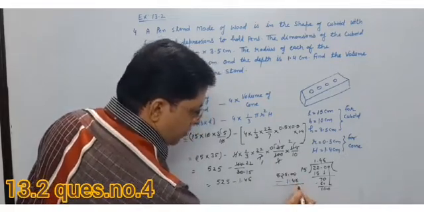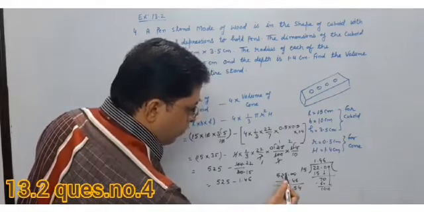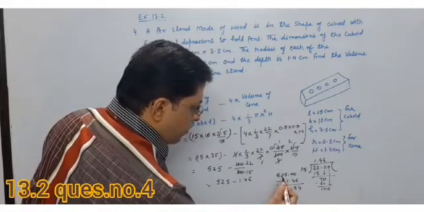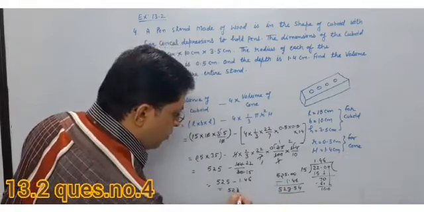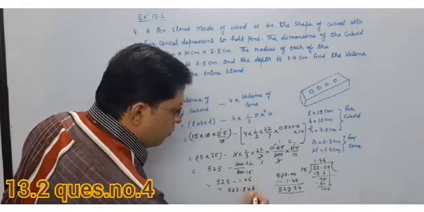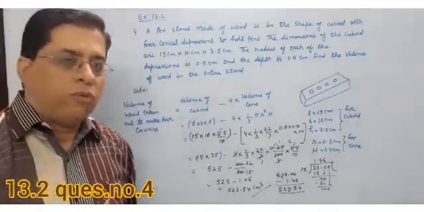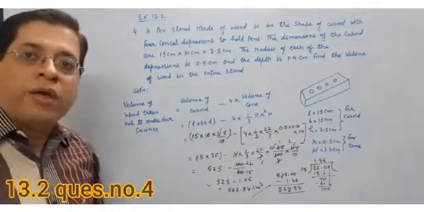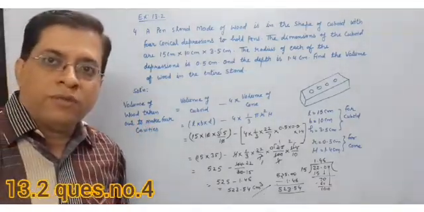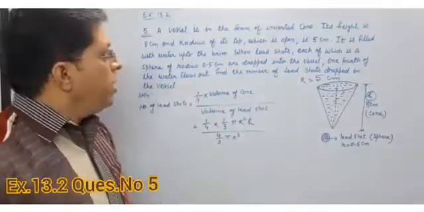10 minus 6 is 4, 9 minus 4 is 5, then 4 minus 1 is 3. 523.54 centimeter cube. This is the volume of wood remaining after taking out four conical cavities. This is your answer. Come on to the next question.